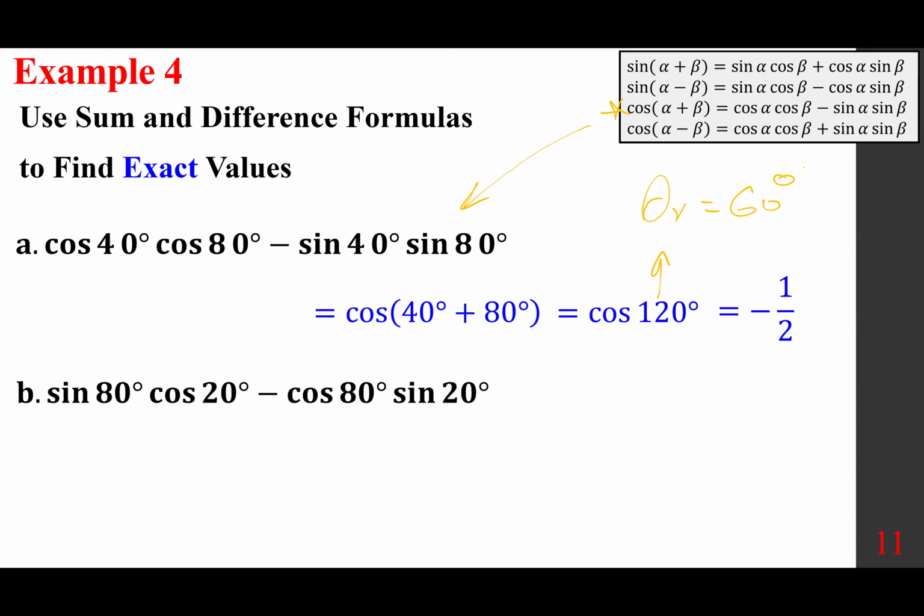Sine of 80 cosine of 20 minus cosine of 80 sine of 20. We recognize this one as sine of alpha minus beta. So this is sine of 80 minus 20, which is sine of 60, a common arc, square root of 3 over 2.